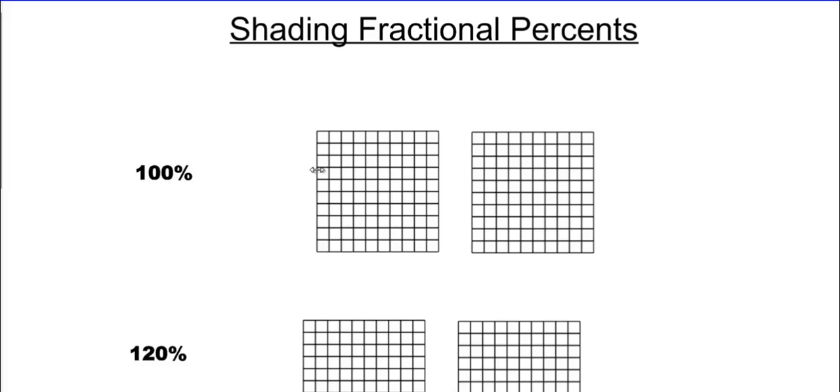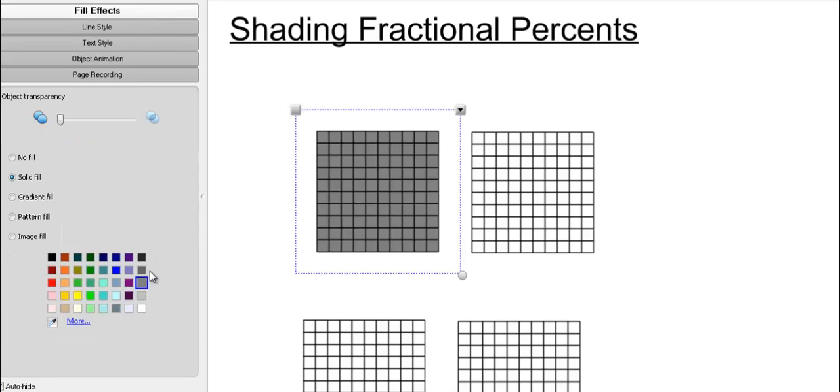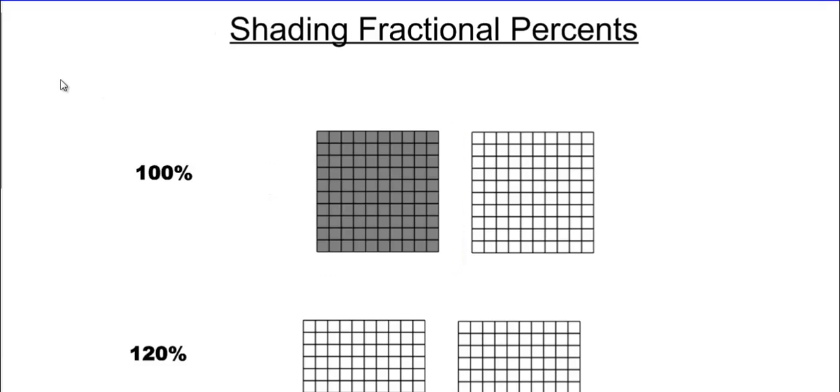If you're ever asked to shade 100% of something, you would just shade the entire shape. You would take this here and you would just color it all in. All of them. And that would be the answer.